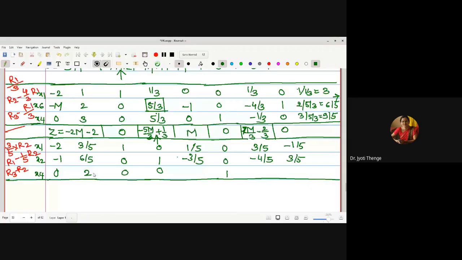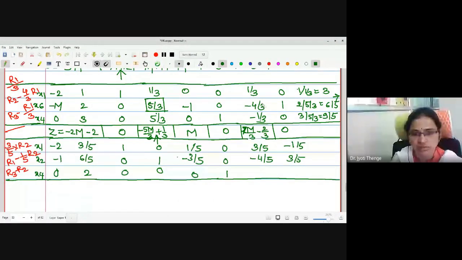So 3 minus 1, 2, 0, minus 1 by 3, minus 1 by 3. R3 minus R2, sorry. Minus 1 by 3 plus 4 by 3 means it is 3 by 3. 1, minus 1.